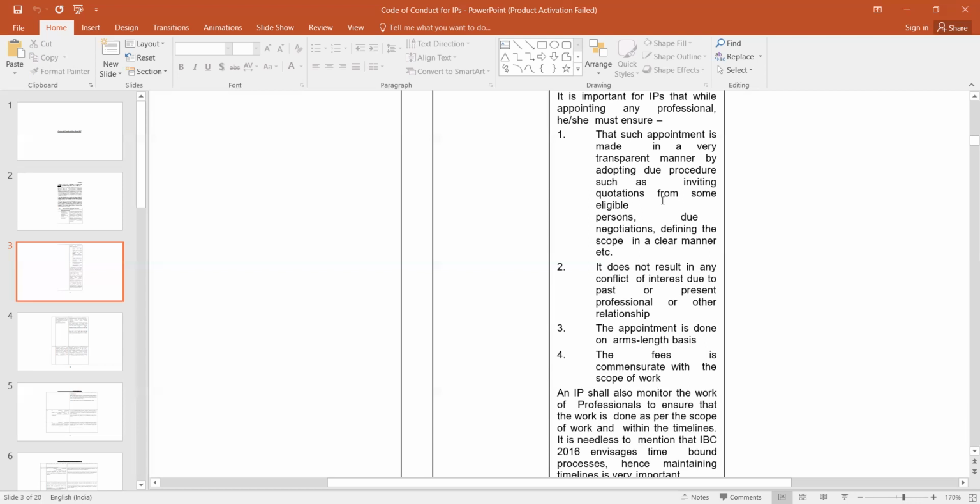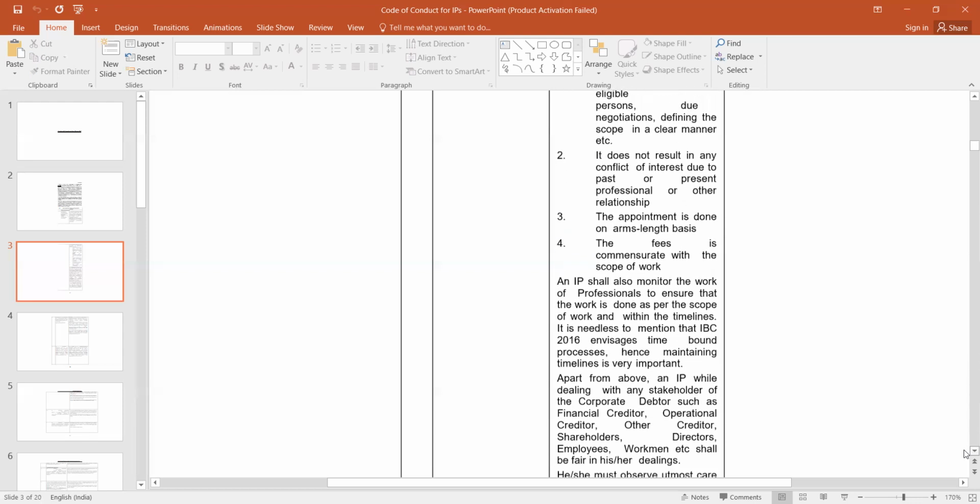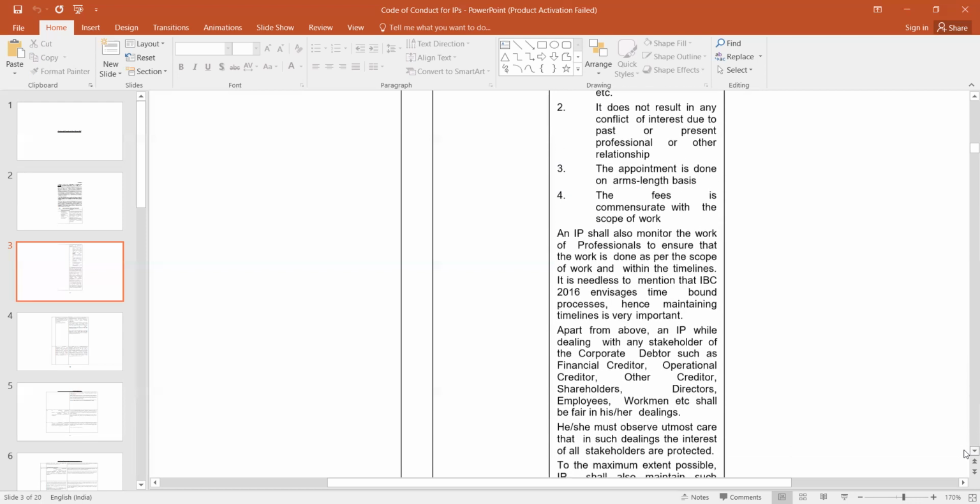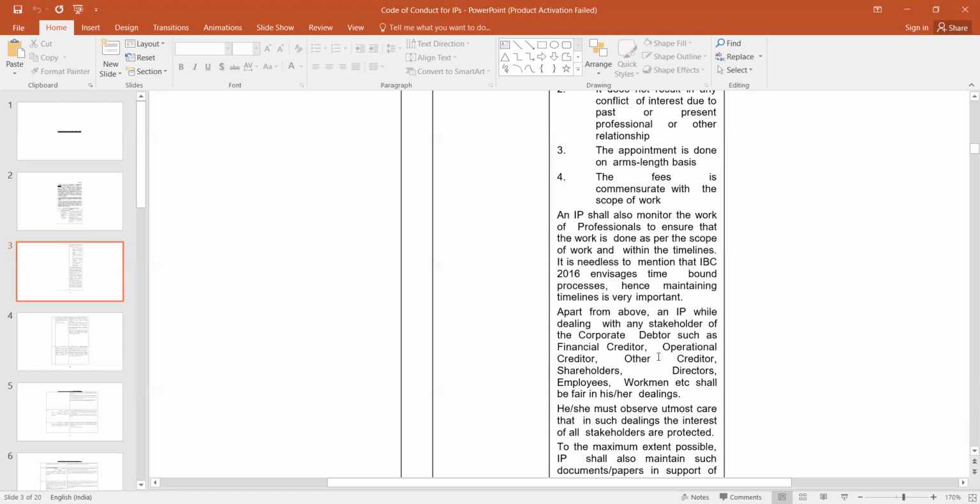When two persons are there, and you are giving more advantage to one person, that is basically discrimination amongst various stakeholders. But that is also covered in integrity and objectivity. It says that while dealing with the stakeholders, you should be fair in your dealings. So I think you have understood what is meant by integrity and objectivity. Next point.